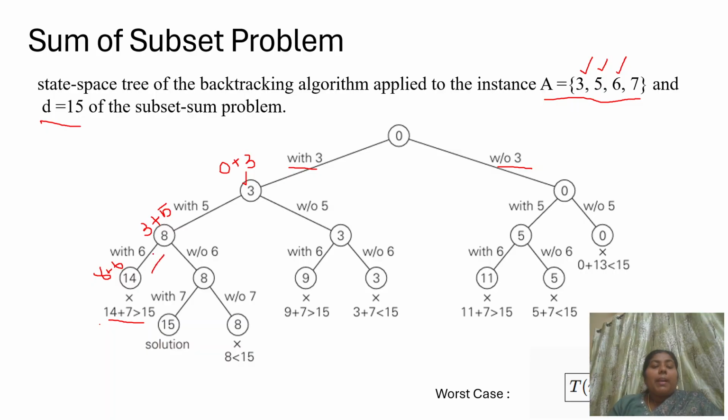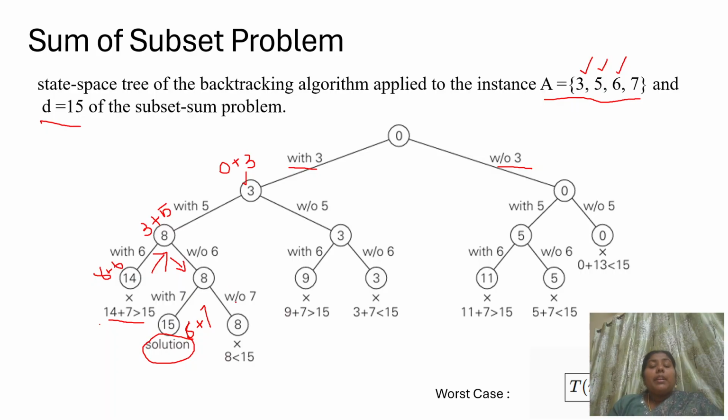So I am going backward. Now I am going to do again, excluding 6. What is excluding 6? I am just excluding 6, so I am getting the sum as 8 only. Now, in this step, I am going to include 7 as well. What is 8 plus 7? That is equal to 15. So this is a solution, because what is the target here? Target D is equal to 15.